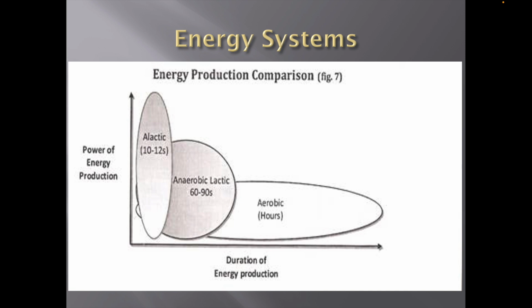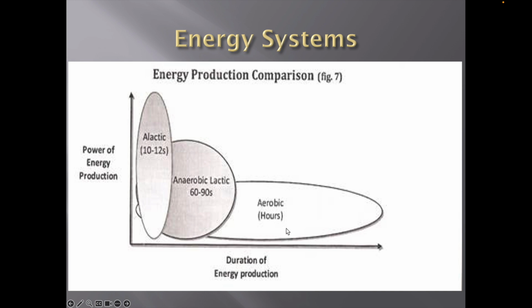Other examples of this might be a vertical jump, a slap shot in hockey, or sprinting 10 yards and coming back 10 yards. So short bursts of activity that require a lot of force production are going to primarily use the alactic energy system.